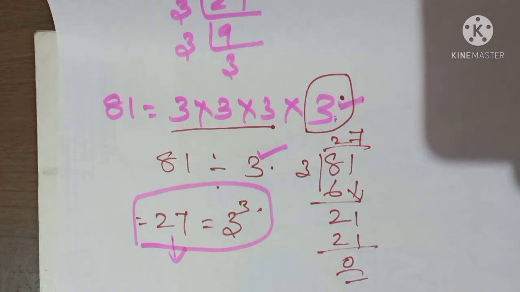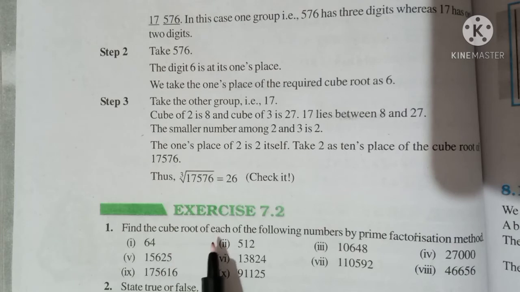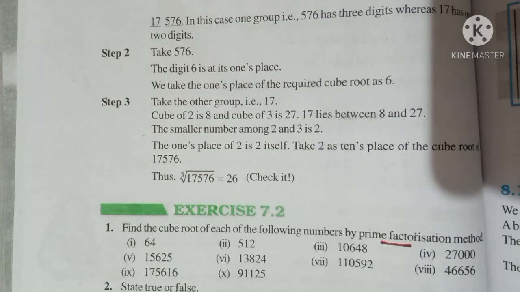Now let's see the next exercise problems. The next exercise is: find the cube root of each of the following numbers by prime factorization method. So square root also you have done by prime factorization method. Here cube root also you are going to apply prime factorization method. So prime factorization method is the same method for cube root as well as square root. Next step, there is a small difference between square root and cube root, that I'll explain. Okay, children. Now here some problems are given.